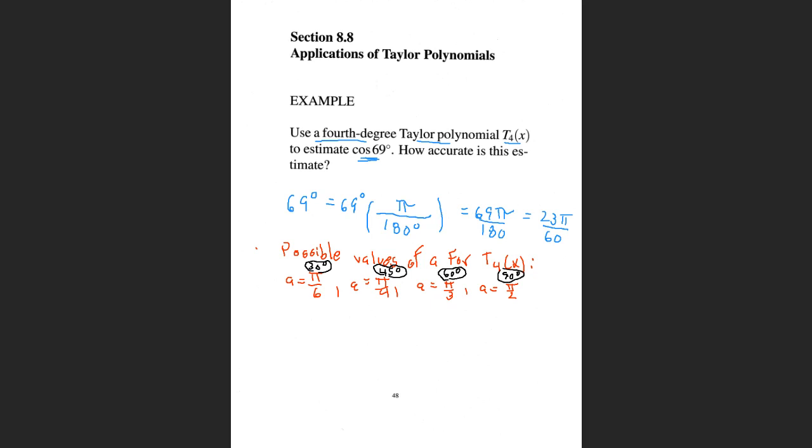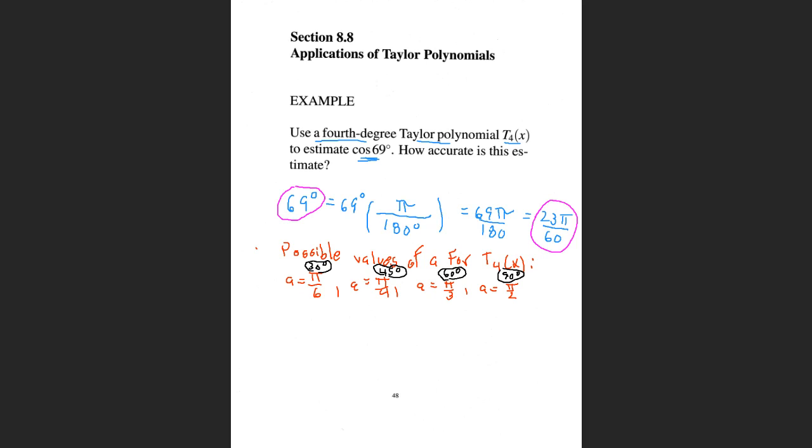So, we have to pick a value of A, and we should center our Taylor polynomial around the best value of A. Now keep in mind, 69 degrees equals 23 pi over 60. All right, we're looking at 69 degrees. So what value of A would be the best value of A to choose so we could get the most accurate Taylor polynomial approximation?